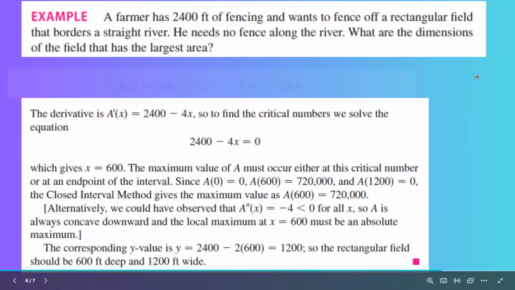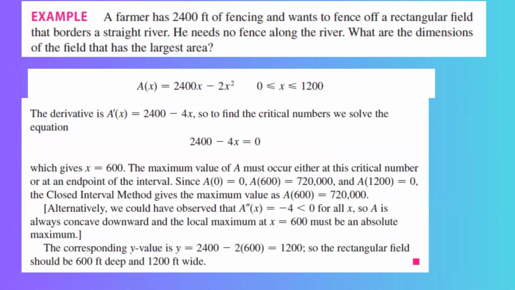Now let's go to the next step and take the derivative of this function. We want to find the critical values. The derivative of A with respect to x, here you have a linear expression. The derivative becomes 2,400 minus the derivative of 2x squared, which becomes 4x. Set it equal to 0 and solve for x. X is 600. Very good.